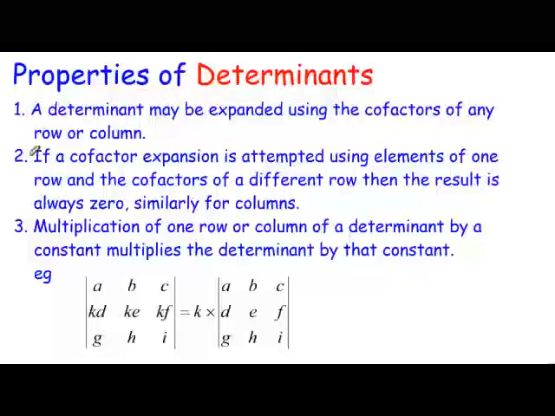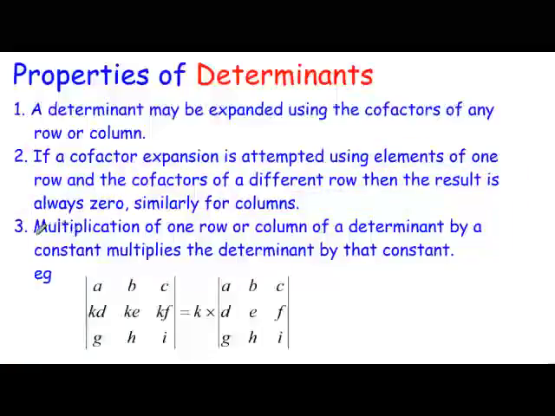Now, a cofactor, let's just try this one. If the cofactor expansion is attempted using one row and the cofactors of a different row, then the result is always 0. So suppose you didn't cross out the right ones, for instance, you'll get 0, basically. So you've got to be careful how you do the cofactor expansion. Obviously, you just cross out the row and column the element is in, and then form the matrix. I should say the determinant from the resulting elements.